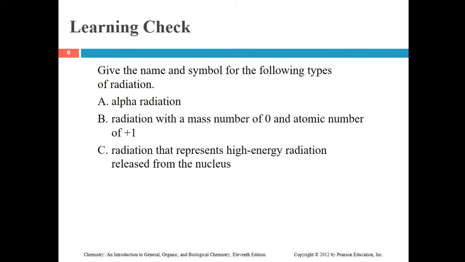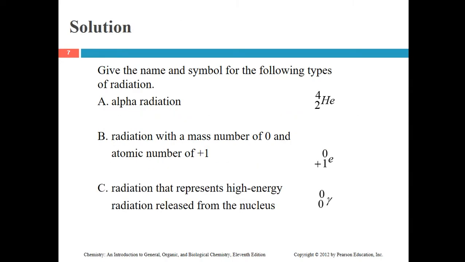So, give the name and symbol for the following types of radiation. See if you can remember that from the last 2 slides. Press pause and come back. So alpha radiation, you can either have the alpha italicized A or helium-4, 2. Radiation with a mass number of 0 and atomic number of +1, that's our beta positron. That is written as our E for electron, 0, however, it's the positive one. And radiation that represents high energy radiation released from the nucleus, that's our gamma radiation.